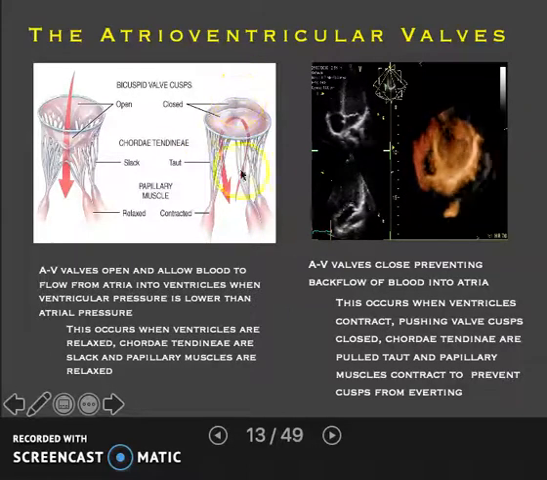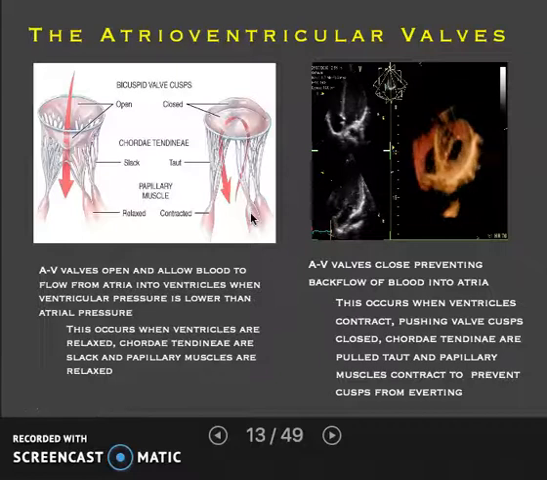All right. So, the whole job of the ventricles is to push blood out to the pulmonary circuit in the case of the right ventricle, or the systemic circuit in the case of the left ventricle.